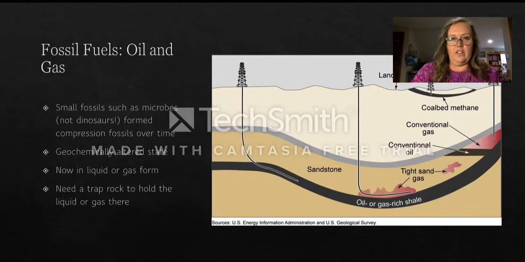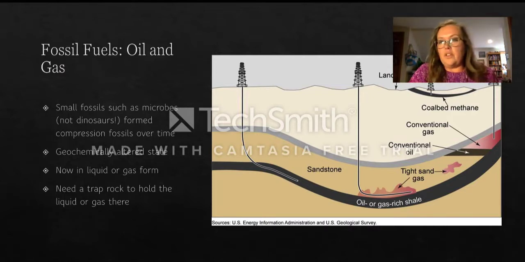It's no longer the original material, but it's still the original carbon and hydrogen, now in a geochemically altered state, in like a liquid or a gas form. So this little diagram here shows you some of the coal bed methane, not quite as compressed up there towards the surface. And then down below you have a conventional gas.